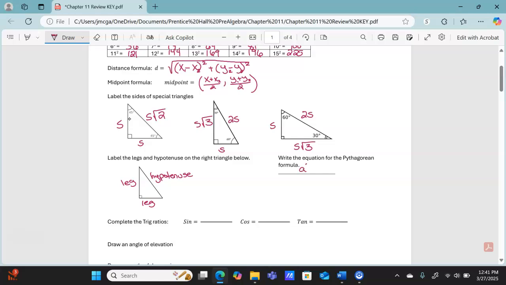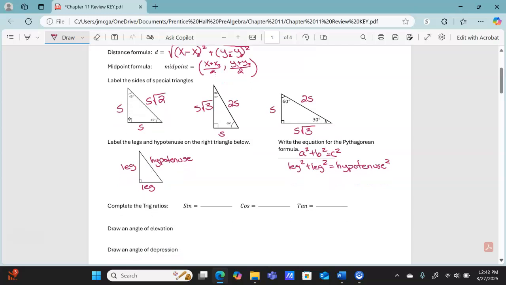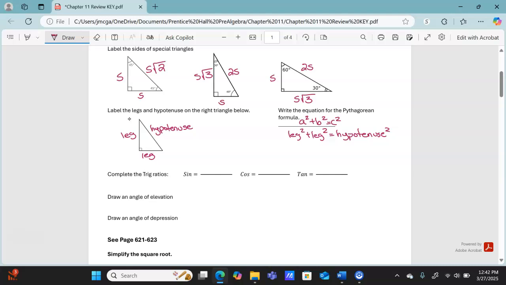And then the Pythagorean theorem, a squared plus b squared equals c squared, which is leg squared plus leg squared equals hypotenuse squared. You have to pay attention when you're doing this. They may give you the hypotenuse. Don't just assume you take the two numbers that are there and square them and add them up. It may be that you have a leg and a hypotenuse and you're looking for a leg.